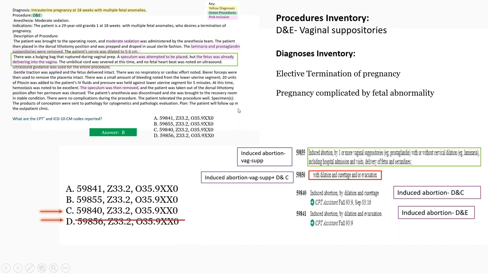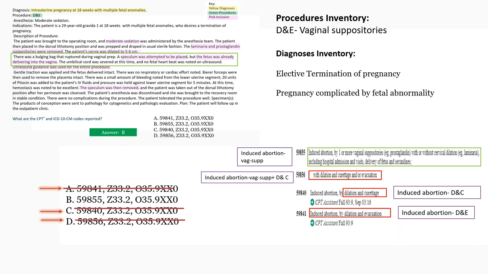And option C, 59840, which is induced abortion with dilation and curettage. Again, as I said, no dilation and curettage was performed. And option A, 59841, induced abortion by dilation and evacuation, that was also not performed. And the correct answer is option B, 59855.